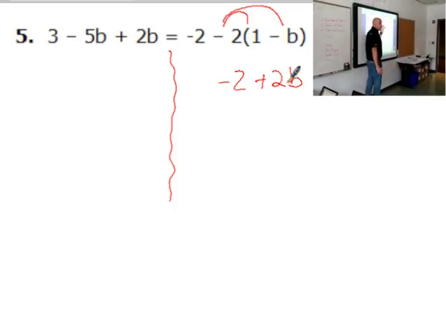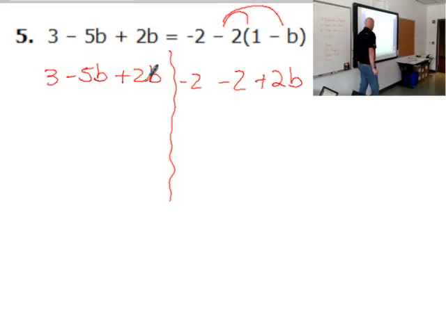What do we do now? Drop the negative 2. Good. Drop this minus 2. So have we done anything over here? No. So we'll go ahead and drop everything: 3 minus 5b plus 2b. All we did was step 1, the distributive property, and then we brought everything down. So our new equation is this.